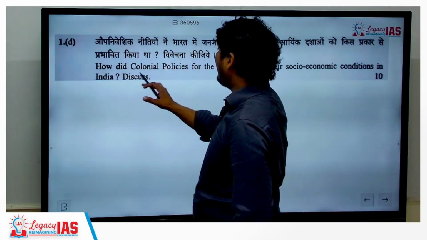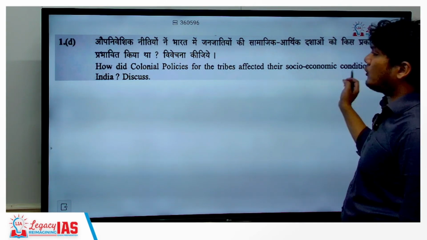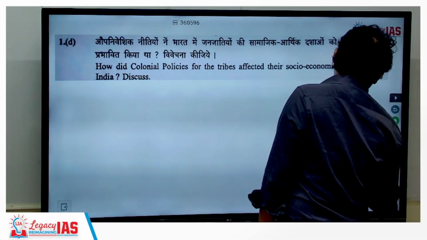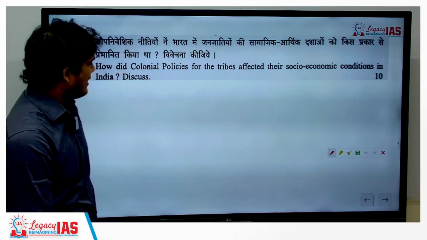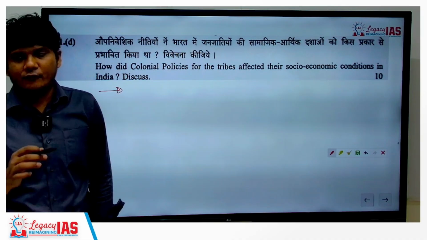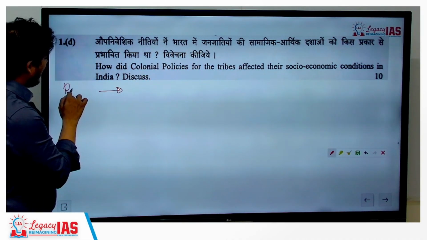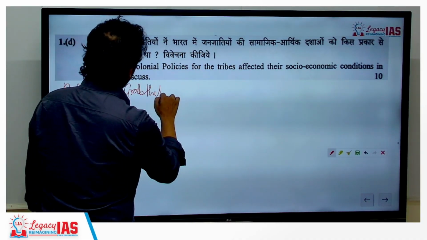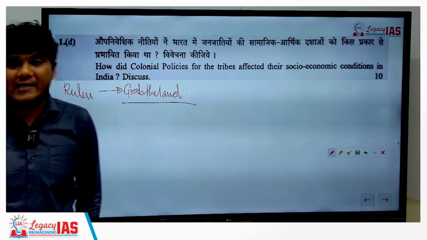Next, how did the colonial policies for the tribes affect the socio-economic conditions in India? Discuss. Now, you should be aware of the policies of the Britishers for the tribes. So what were the policies? See, the Britishers basically came to India. They were traders. From traders, they converted into rulers. And when they became the rulers, they wanted to grab the land and settle down. So for this, they came up with various different policies.